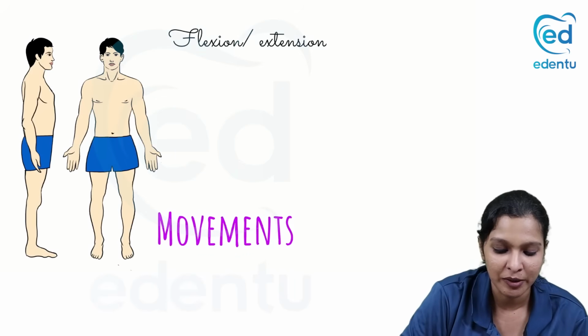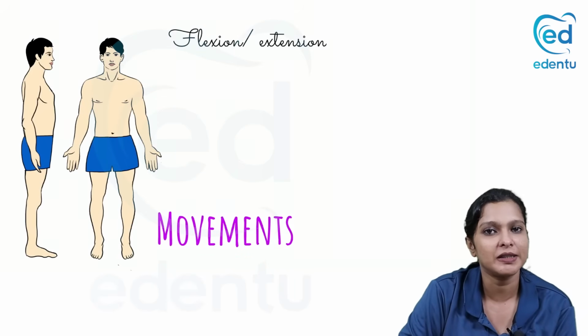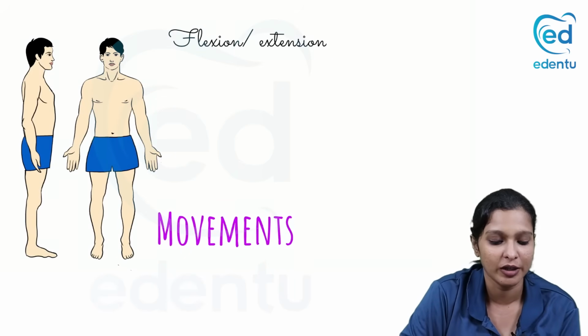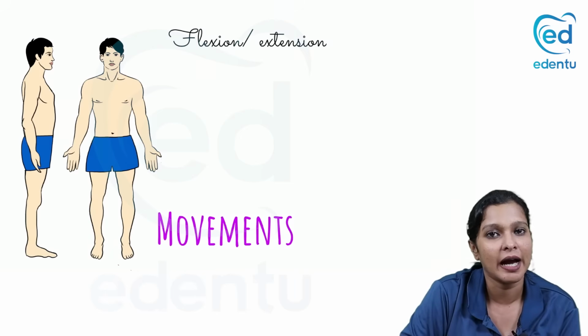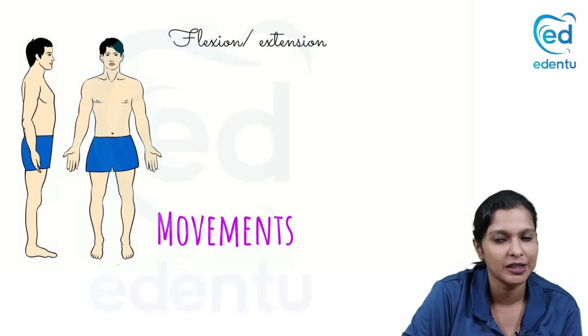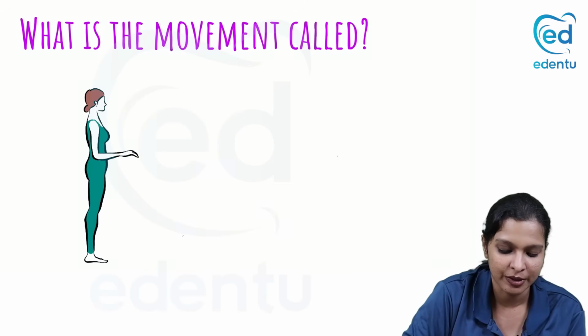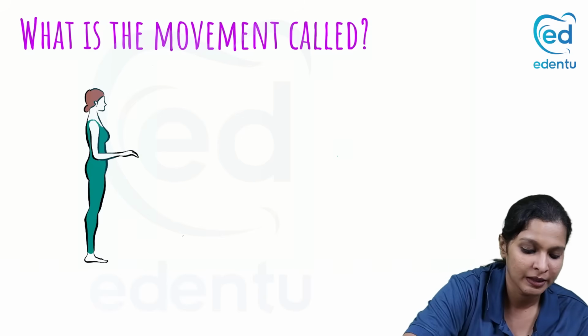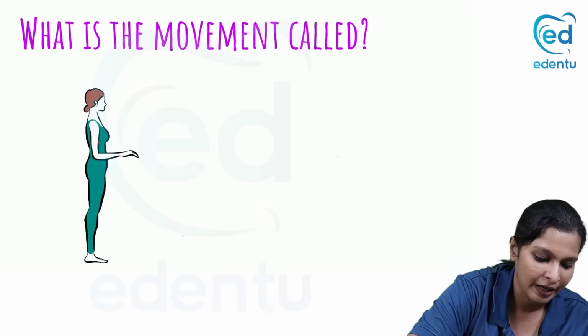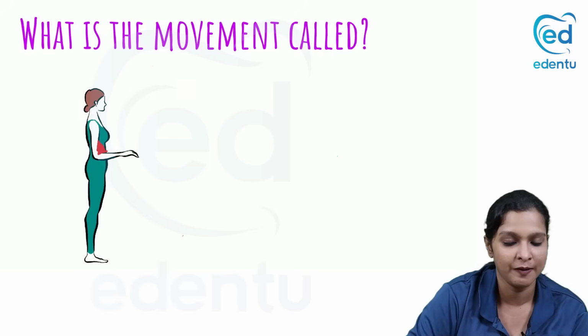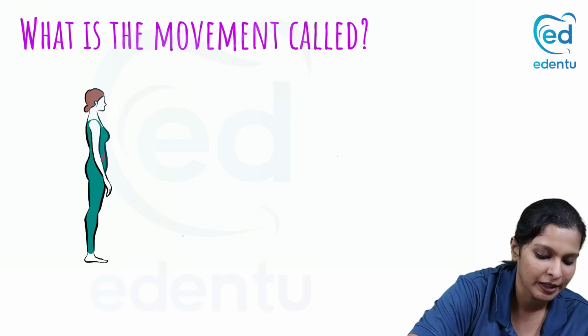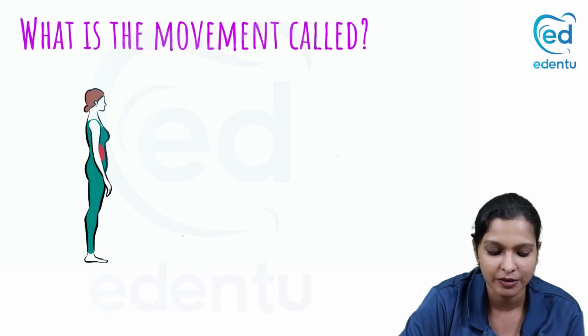The next pair of movement that we'll be seeing is flexion versus extension. We already saw what it is. Decrease in the angle of any joint is called flexion, and increase in the angle is called extension. So here you can see the upper limb, the elbow joint, the angle is this much. It is decreased. So this is called flexion, and when it goes down like this, the angle is increased. So this is called extension.